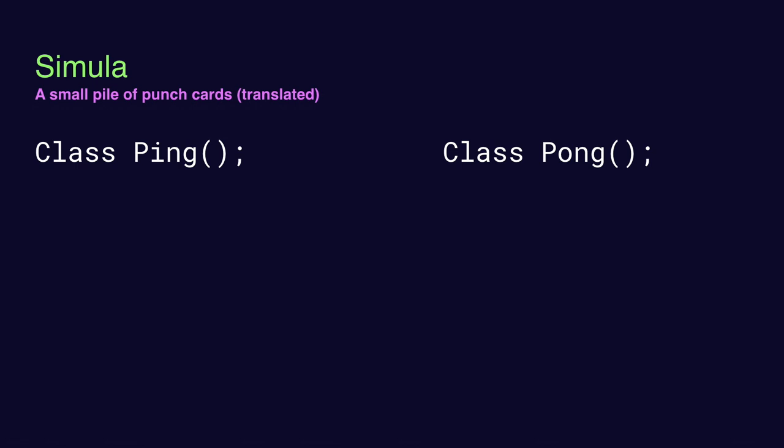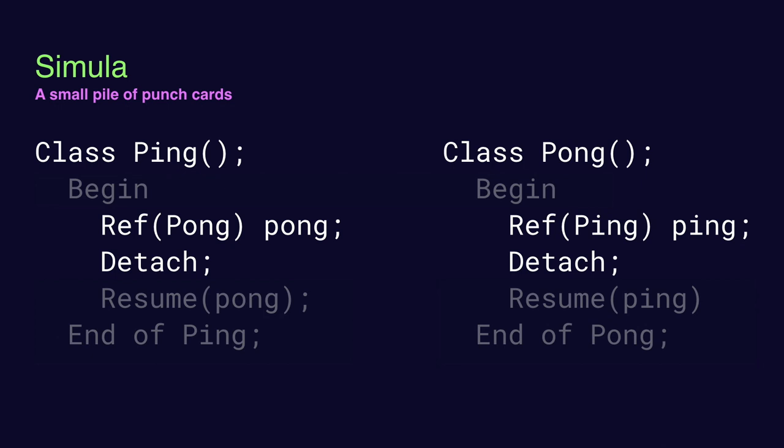So, Simula code looks something like this, right? It has classes, it has objects, just like we're used to. I'm going to make a class Ping and a class Pong, and I'm going to try to pass control back between these two things. And let's go ahead and write some Simula code. Full disclaimer, I couldn't find a working Simula compiler in 2018, so this code only exists on slides.